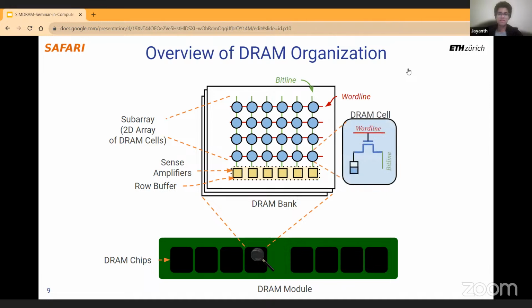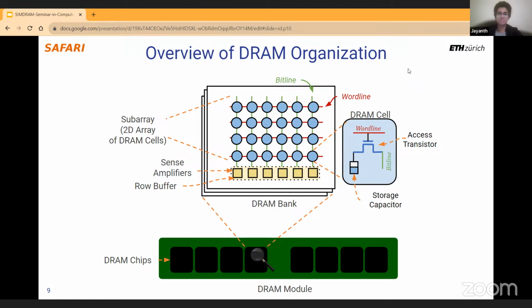And this is what a single DRAM cell looks like. It consists of an access transistor, which is an NMOS transistor, and the gate of the transistor is connected to the word line. One end of the transistor is connected to a storage capacitor, which basically stores the DRAM data as charge, and the other end of the transistor is connected to the bit line.